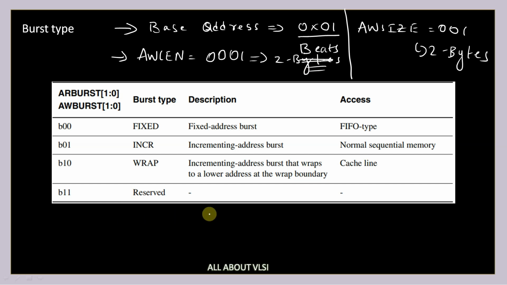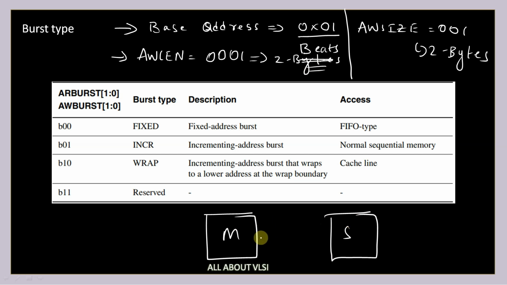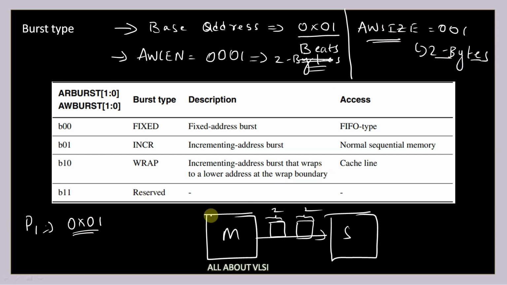That means my master is going to send the data to the slave, and it is going to send 2 packets of data, and the width of each packet is 2 bytes. What is the starting address of my packet P1? It is nothing but 01. And what is the size of each packet? It is equal to 2 bytes.